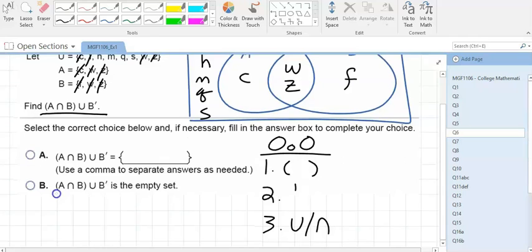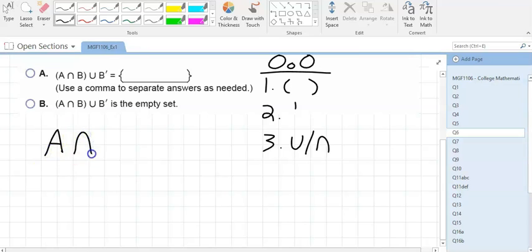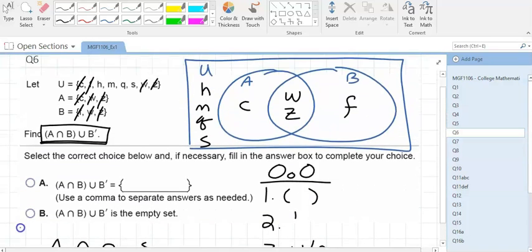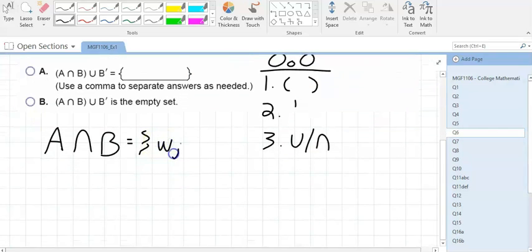So looking at what we have right here, we have parentheses. So I need to take care of those first. Inside my parentheses, do I have a complement? No. But I do have an intersection. So I can figure that information out. A intersect B. So what is in the intersection of A and B? W and Z, because that's what they have in common. W and Z.